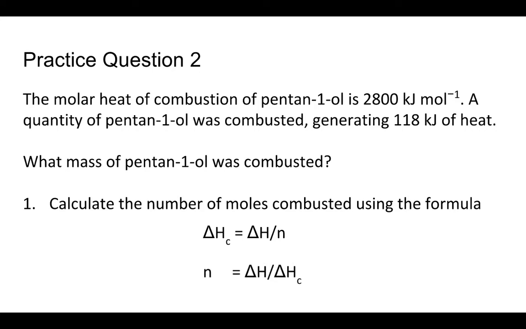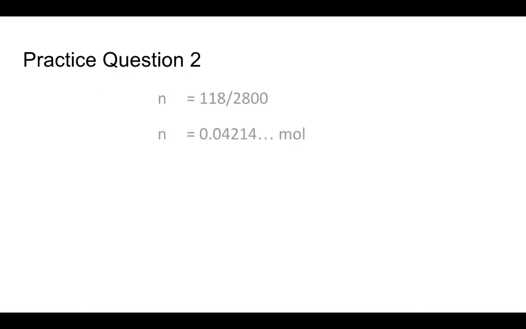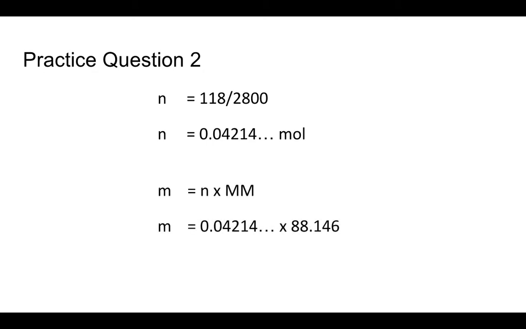We simply need to rearrange the equation, which becomes change in enthalpy divided by the molar heat of combustion. So if we substitute our values in, 118 divided by 2,800, that gives us the total number of moles of pentanol combusted. So what we simply have to do is convert the moles into mass. We know mass is equal to number of moles times the molar mass.